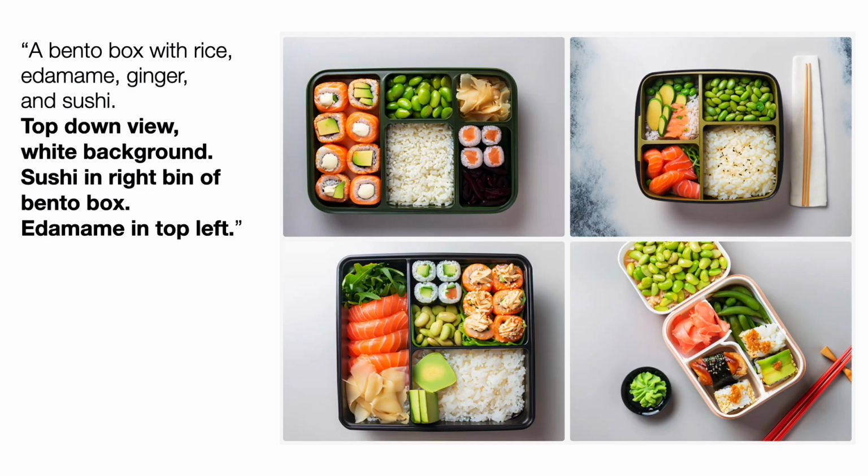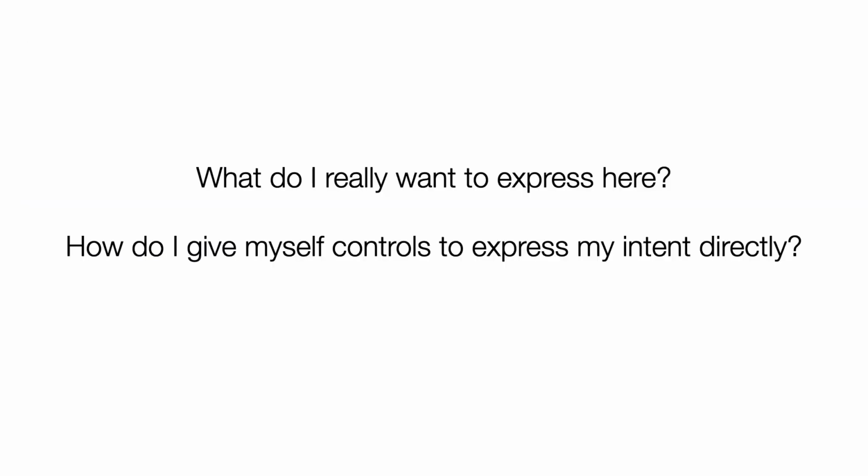Let me add some details to the prompt. I want this to be a top-down view with a white background. I want the sushi on the right, and I want the edamame in the top left. But this isn't quite working either. The diffusion model doesn't really respect the spatial constraints I had in mind, and there are a bunch of other details that are off as well. This iterative text-based approach could really take me a long time before I'm satisfied, if at all.